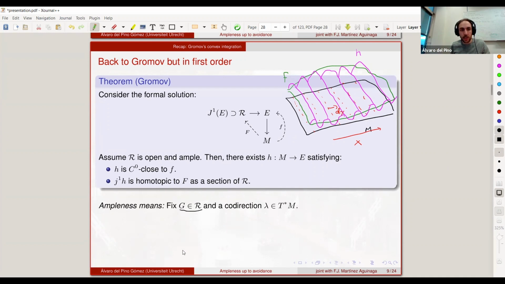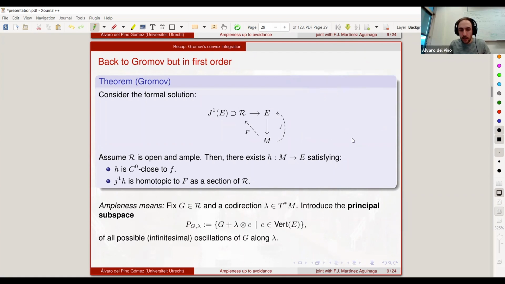I'm saying, take G, a first jet, which in particular contains the first order data, and take a co-direction lambda, which plays the role of what was dx in this picture. Now I consider the space of one jets that are like G, but with a first order oscillation along E added. E is what I'm allowed to choose. I oscillate along this co-direction lambda, and E is my amplitude. E lives in the tangent bundle of the fiber.